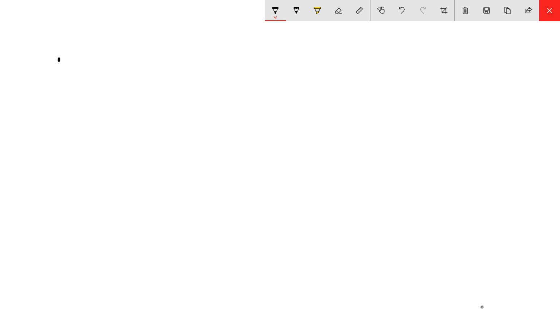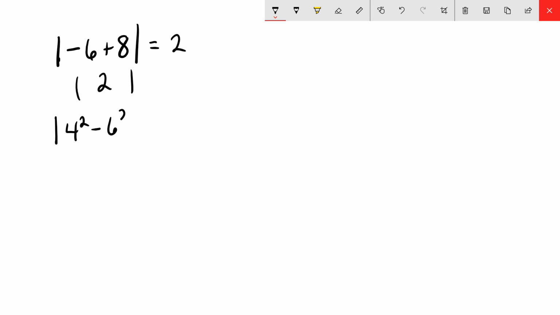Okay, here's something I want you to try. We've got the absolute value of -6 plus 8. What's that going to come to? Looking at the 8 minus 6, that's going to come up to 2. The absolute value of 2 is then going to be 2. Easy peasy.